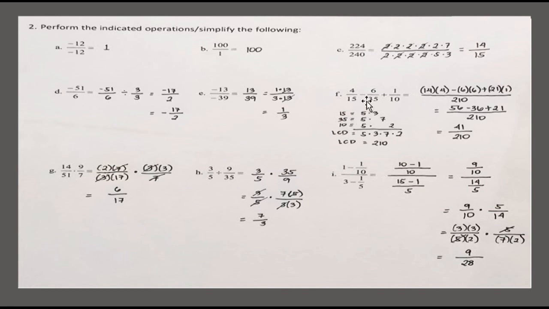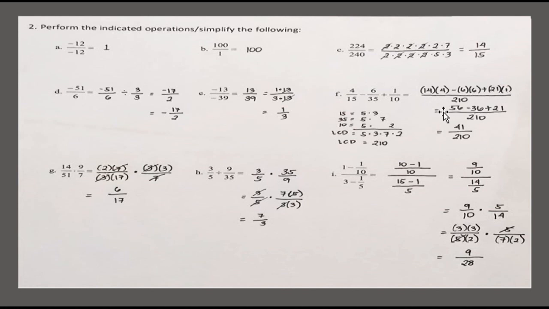So to get it, we bring down the common factor, which is 5. Then the rest, we bring down those without pairs. So, multiply everything: 5 times 3 times 7 times 2, that is 210. So, that is our LCD, just like in getting the LCM. So, since the LCD is 210, we put it over 210.